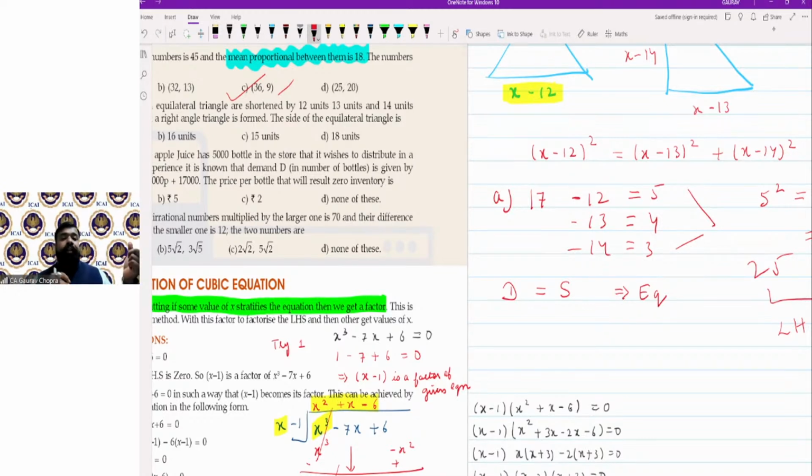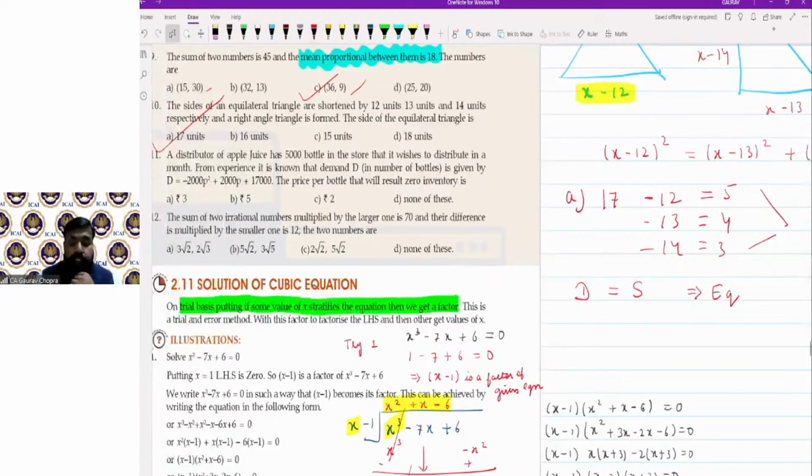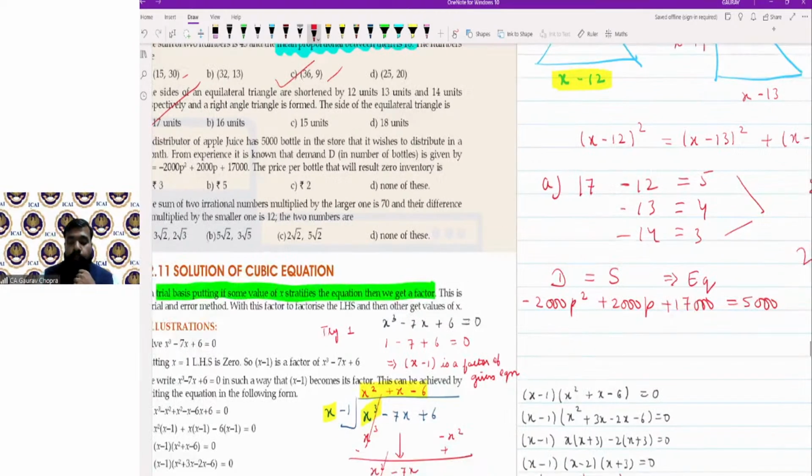अगर 10 की डिमांड है, 10 की सप्लाई है, तो स्टॉक कितना बचेगा, जीरो. 1000 की डिमांड है, 1000 की सप्लाई है, स्टॉक क्या बचेगा, जीरो. In this same case here 5000 का स्टॉक है, अगर डिमांड भी 5000 हो जाए तो फिर हम क्या बोलेंगे, stock will be zero. So we have to equate the given situation with 5000. So 2000 p square plus 2000 p plus 17,000 equal to 5000. So now you can equate this and solve.